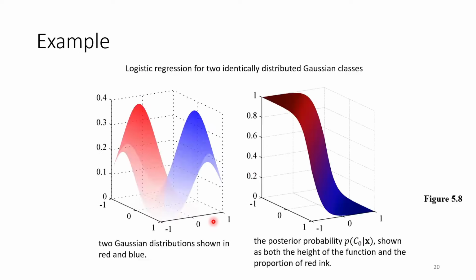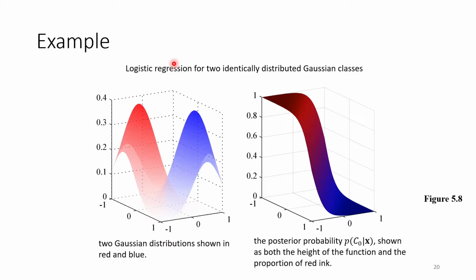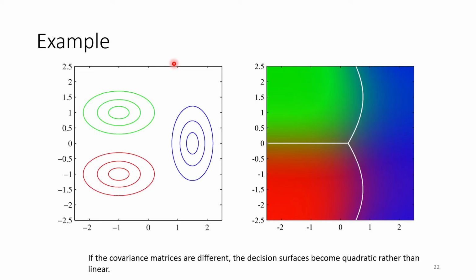But here you see there is an assumption. The assumption is that the two Gaussians, first, are Gaussian distributions, and they share the same covariance matrix. Otherwise, those equations don't work. However, if they don't share the same covariance matrix, what will happen?